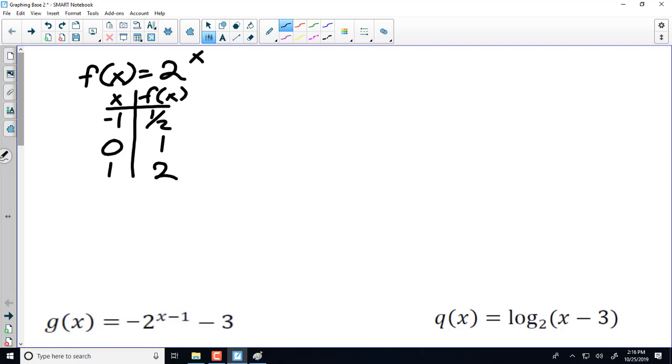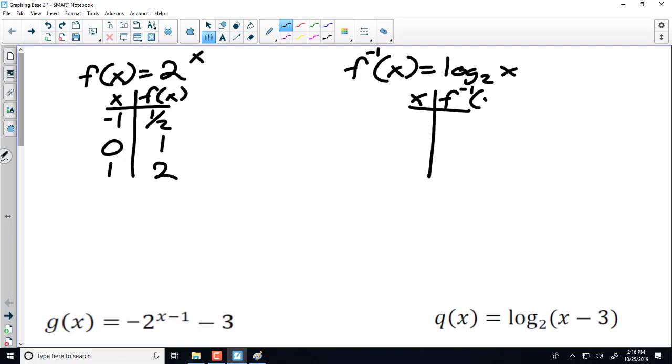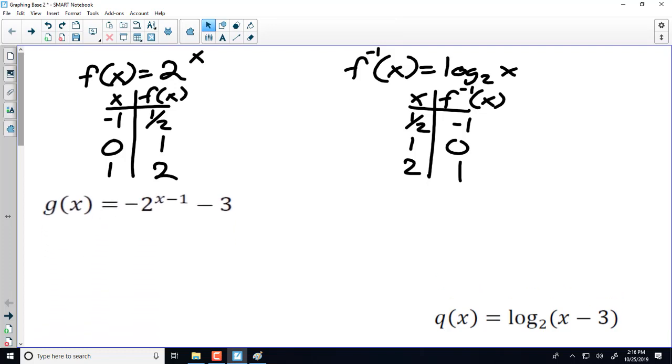And therefore, its inverse function, log base 2 of x, has those exact same 3 ordered pairs swapped on it. So (1/2, -1), (1, 0), and (2, 1). Now I can use that information to work with these functions here.